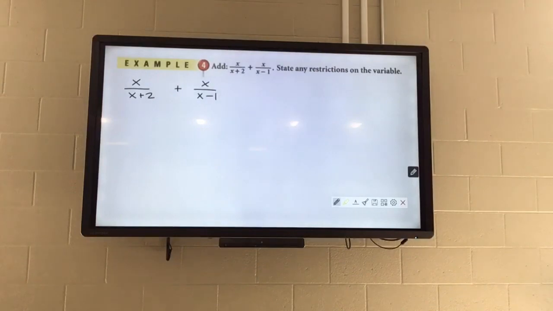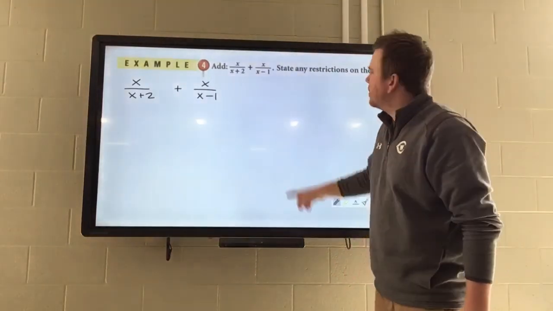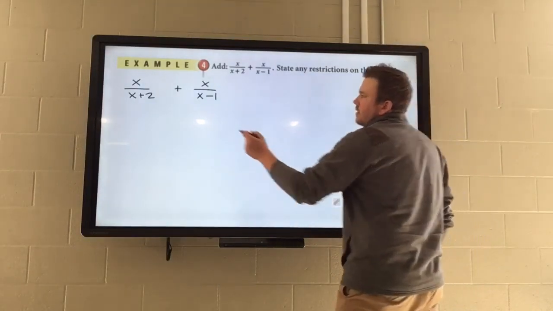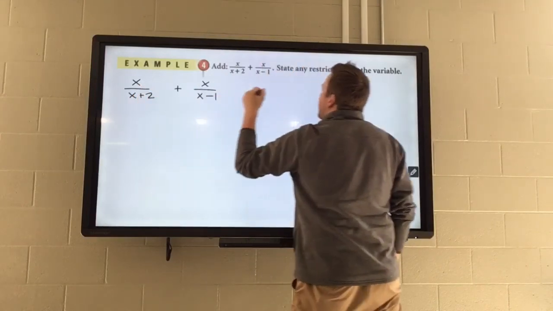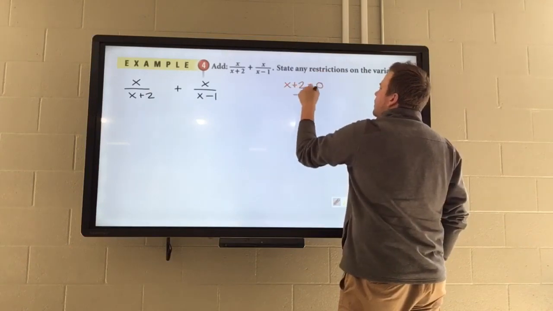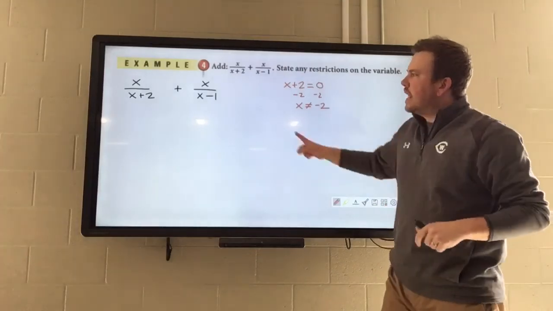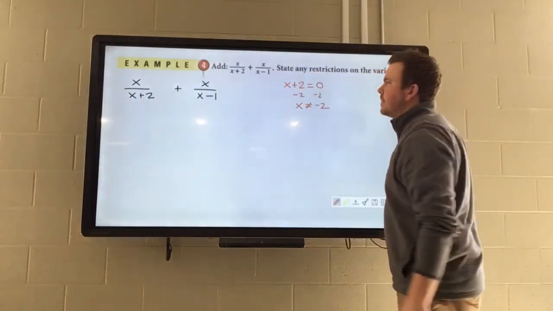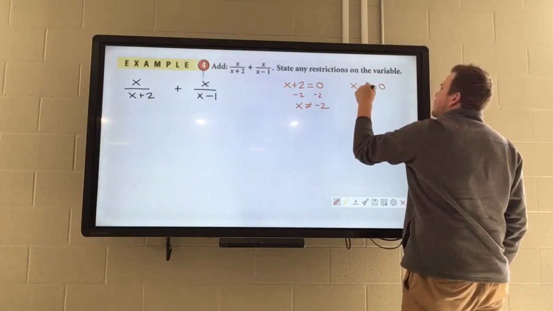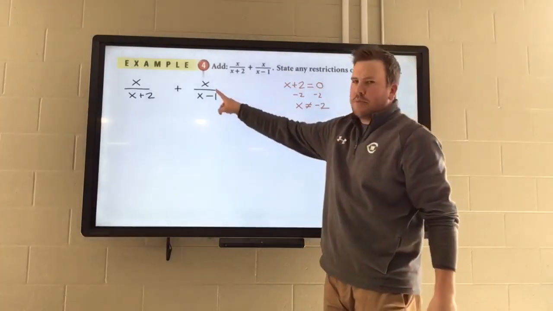Now, hopefully you remember. Well, actually, let's start just like we started the other problems. They're asking us to state restrictions. So I know I can't have 0 in this denominator. So we take our denominator, set it equal to 0. So x cannot equal negative 2, because that would break this fraction. To figure out what breaks this fraction, set that denominator equal to 0 and solve. So x cannot equal 1, because that would break this fraction.